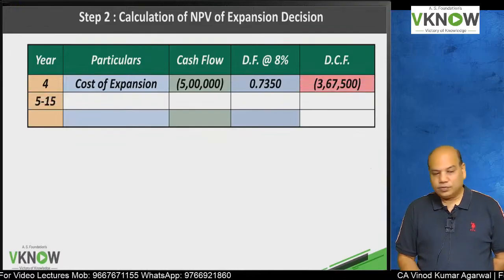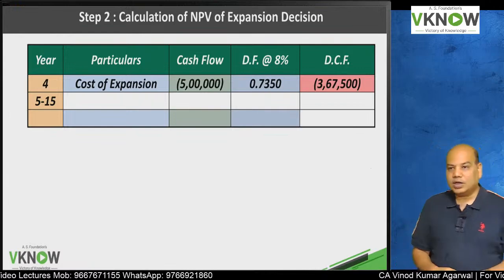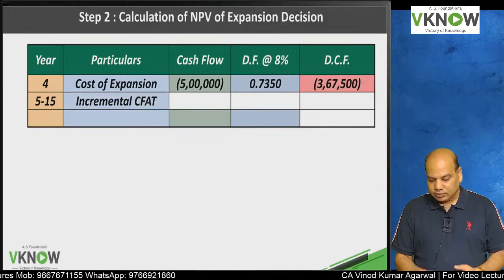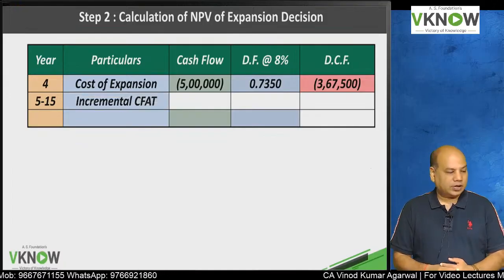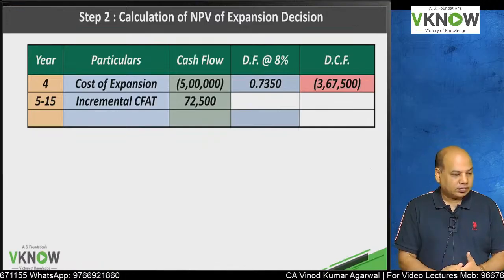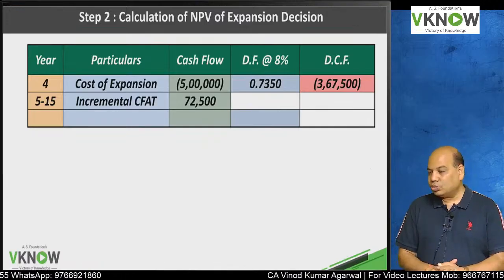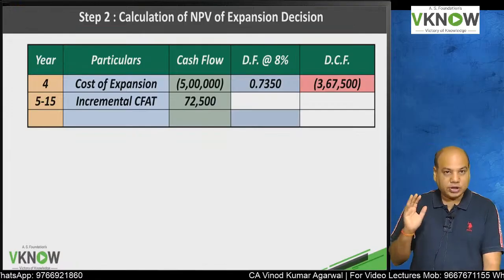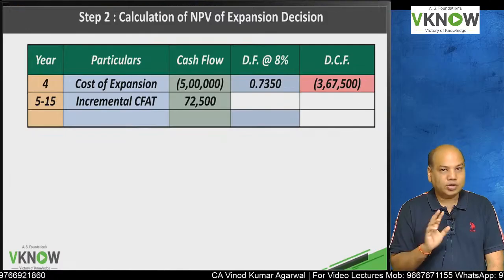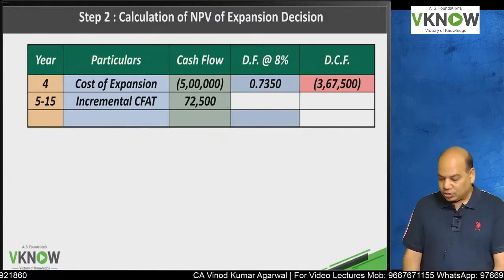Then year 5 to 15. Incremental CF, which is given in the problem, 72,500. Incremental means over and above 42,500. Some students want to deduct 42,500. You will not do that.